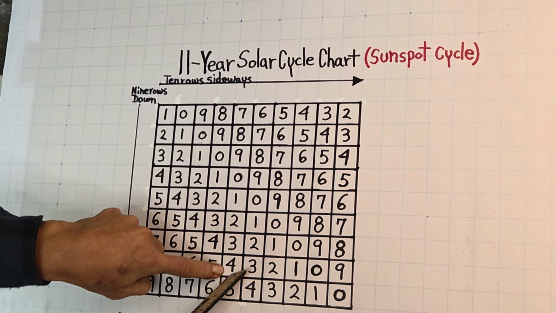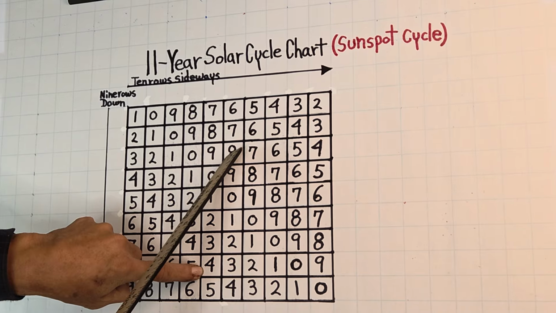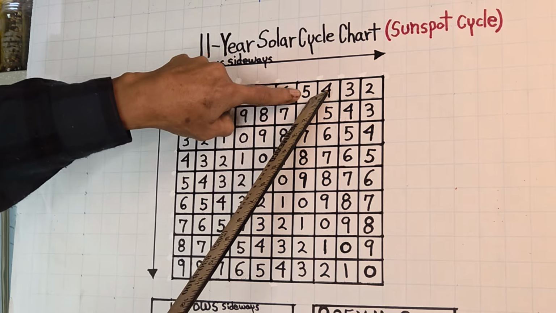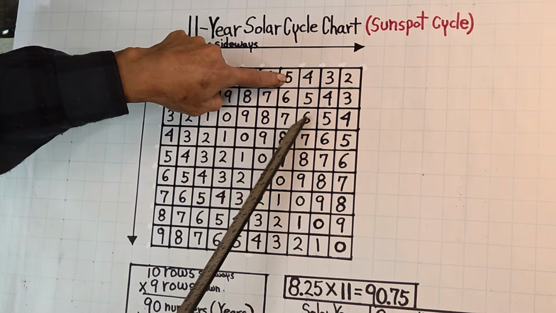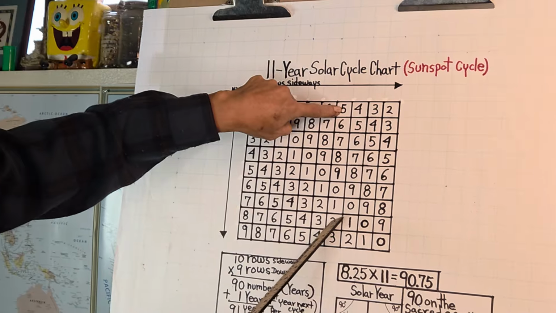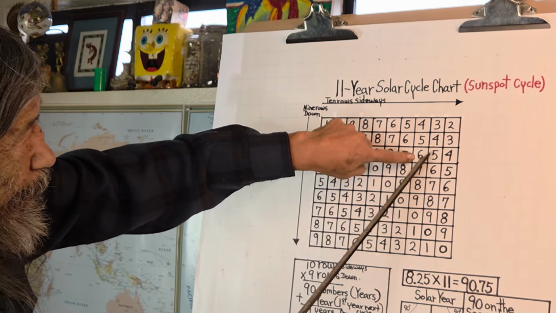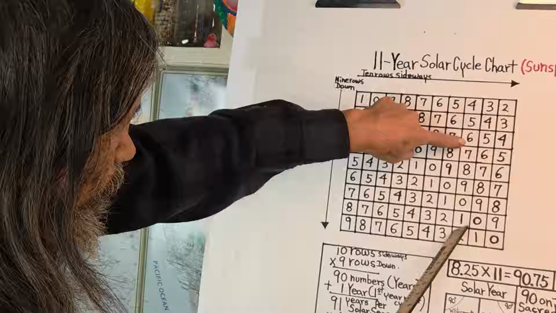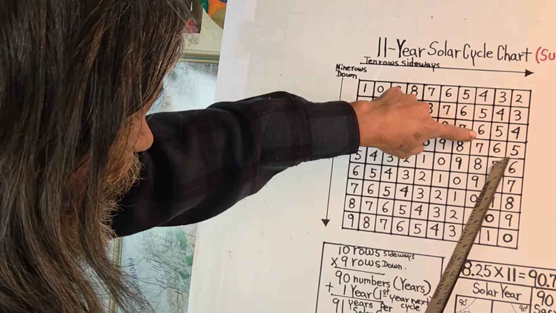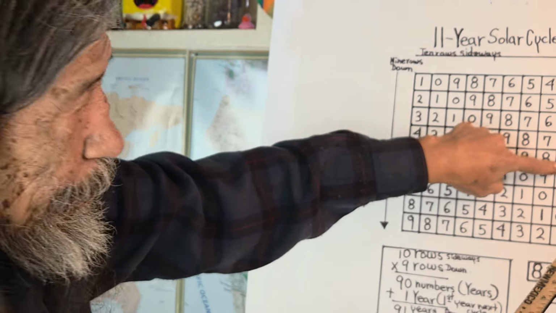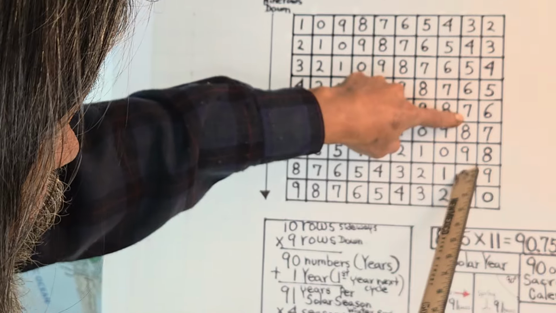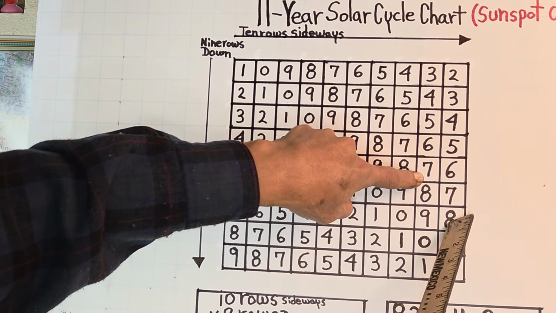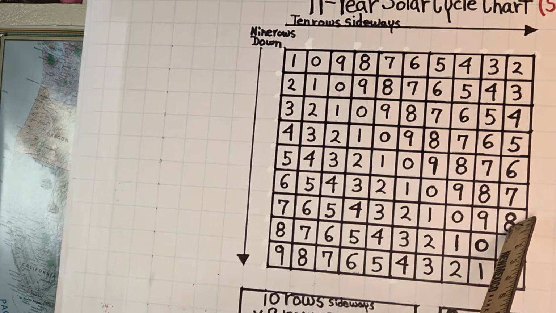The fourth solar cycle, 1 through 11. The fifth solar cycle, 1 through 11. The sixth solar cycle, 1 through 11. The seventh solar cycle. Then you go 1 through 11. Then you hit the eighth solar cycle.